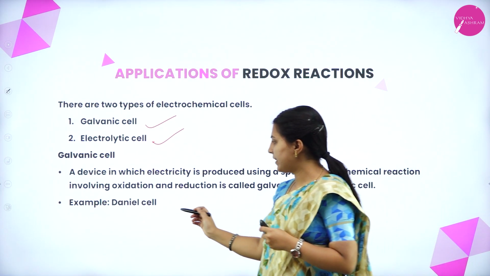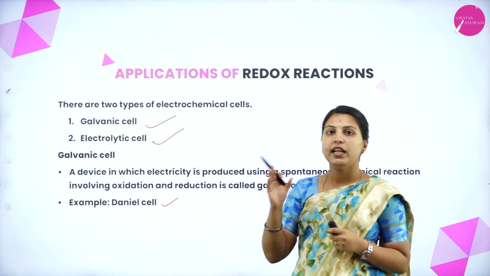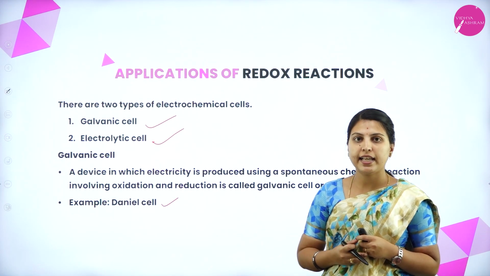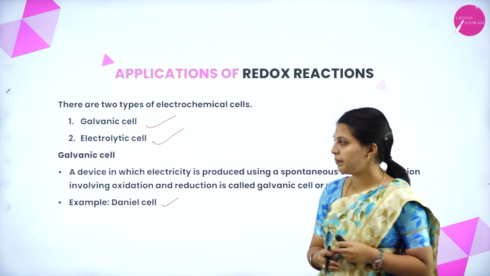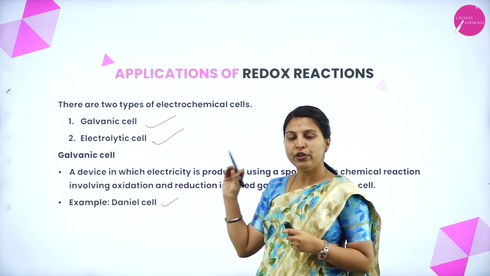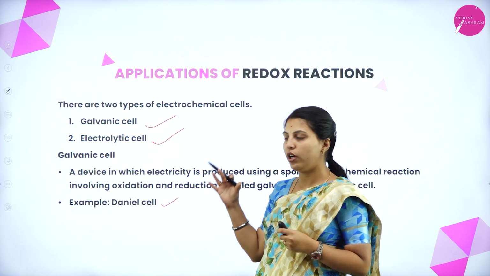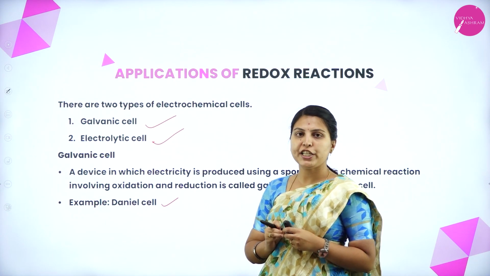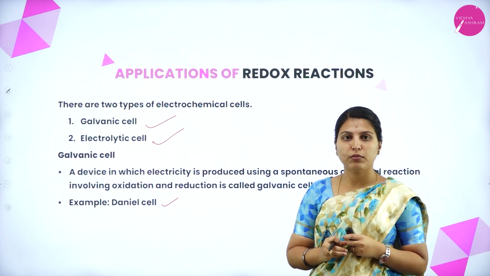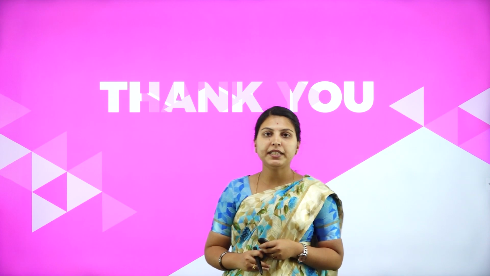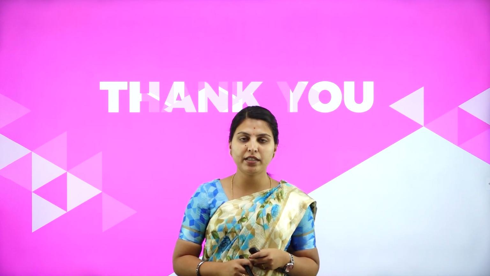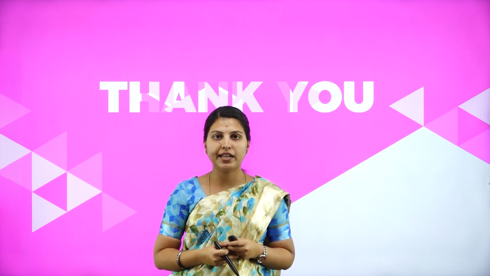Example, the Daniell cell. About this Daniell cell, you will study in your second PU syllabus. For now, if you know this much electrochemistry and this much of the applications of redox reactions, it is more than enough. This completes your redox reaction chapter with all its introduction points, its types, balancing of redox reactions and its applications.